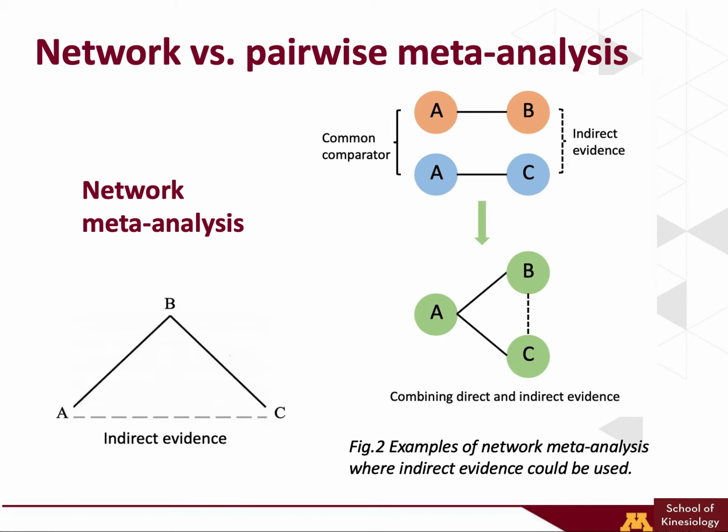Network meta-analysis bears the advantage that it could compare B and C through common comparator A, and therefore could combine both direct and indirect evidence to generate a conclusion.